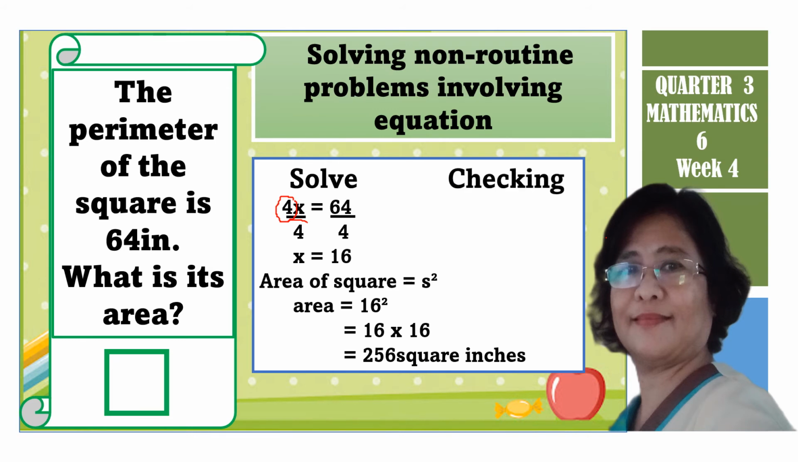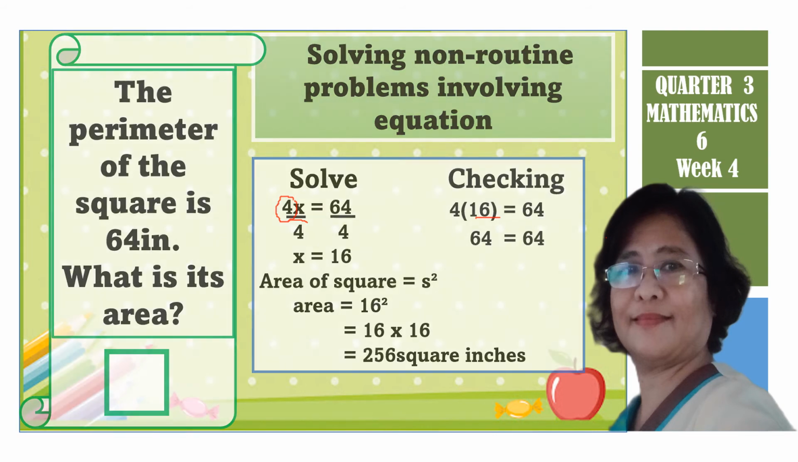Now let us check if our answer is correct. To check, let us just substitute the value of x. The value of x is 16 multiplied by 4. 16 multiplied by 4 is 64. Is equal also to 64. So our answer now is correct.